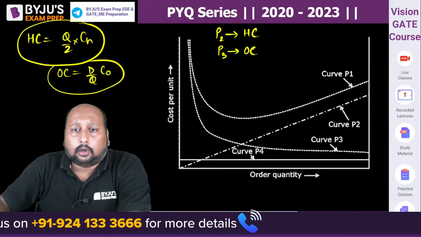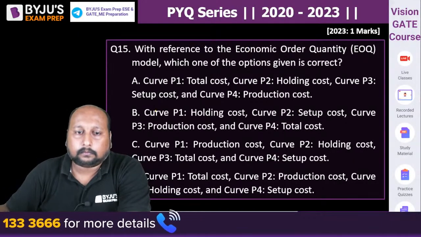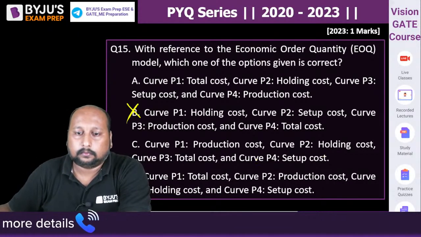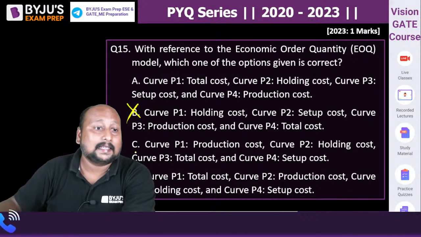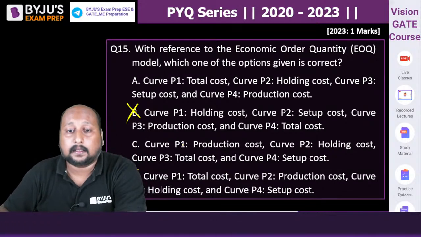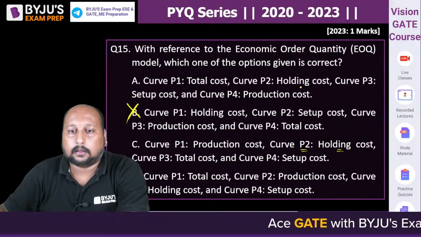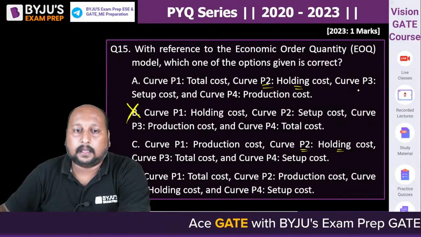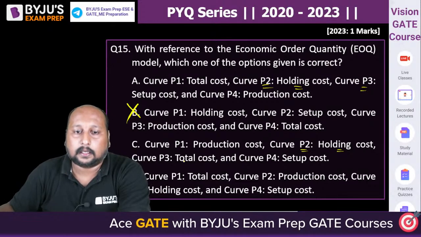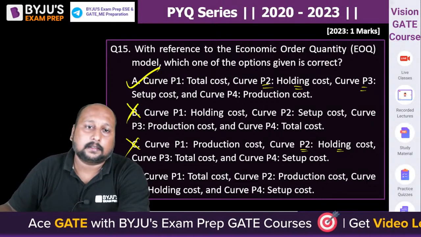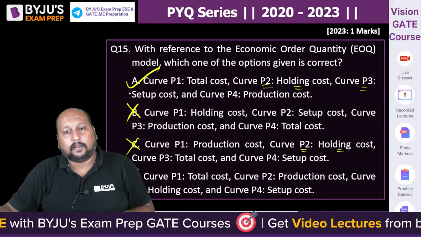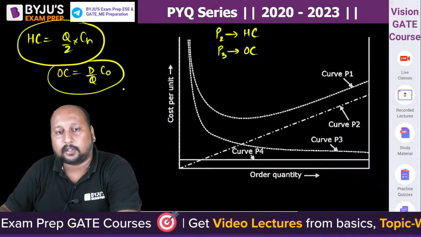Not possible. So A and C, within A and C will be the correct answer, because P2 is holding cost, P3 is setup cost. This is not possible. Option A is the correct answer. So we got the value just by knowing the basic information.